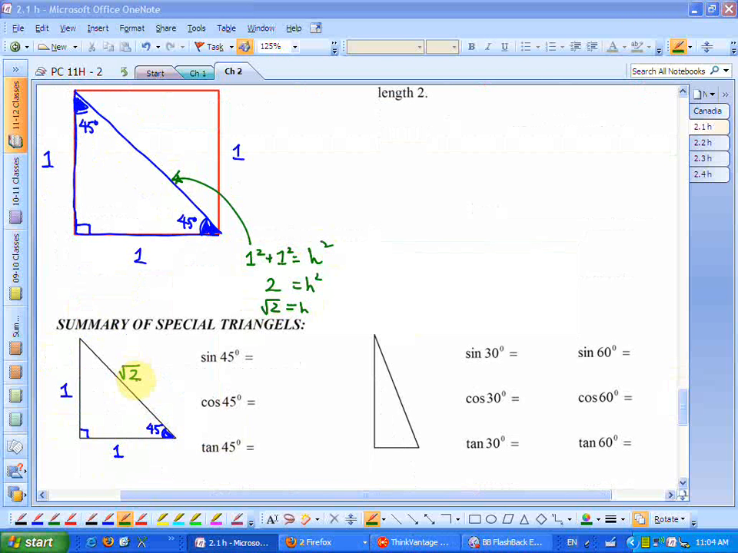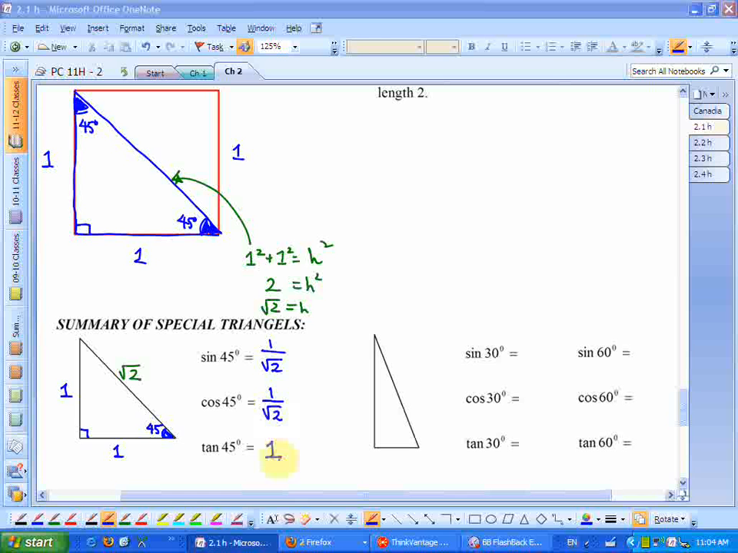Okay, help me out, somebody. What's sine of 45? Yeah, 1 over root 2. Remember, opposite over hypotenuse. 1 over root 2. How about cosine? Also the same thing, 1 over root 2. Adjacent over hypotenuse, which also is 1 over root 2. What about tangent? 1 over 1, just equals 1.